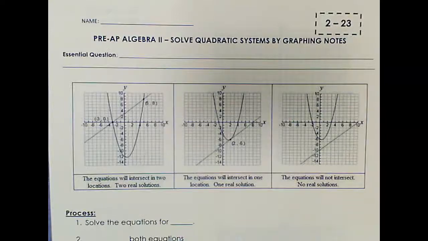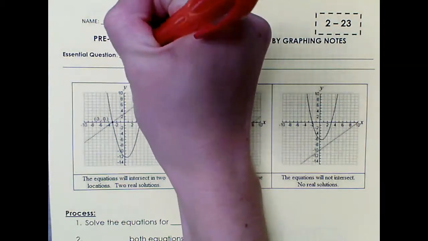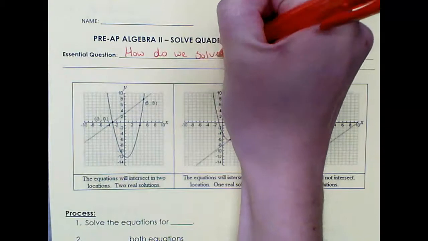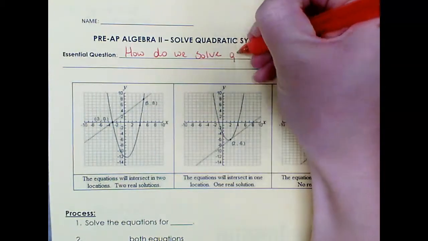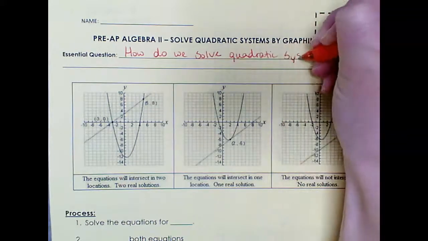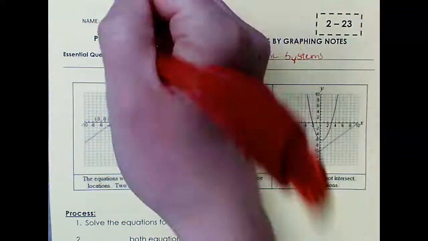Hi guys, today we're going to talk about quadratic systems and how to solve quadratic systems by graphing them on a coordinate plane and then seeing where those two graphs intersect. So the essential question today is, how do we solve quadratic systems by graphing?